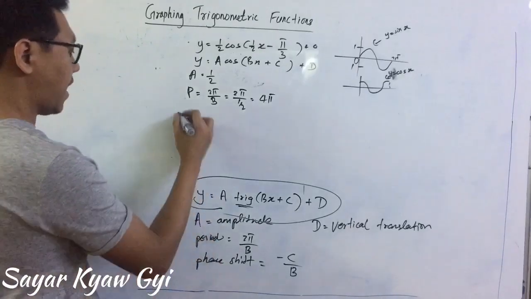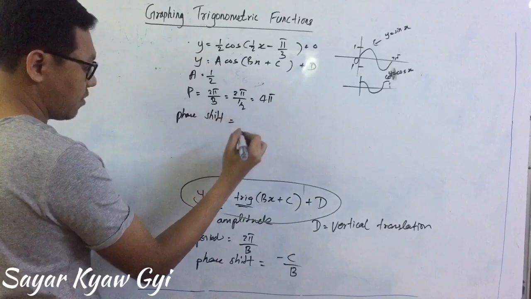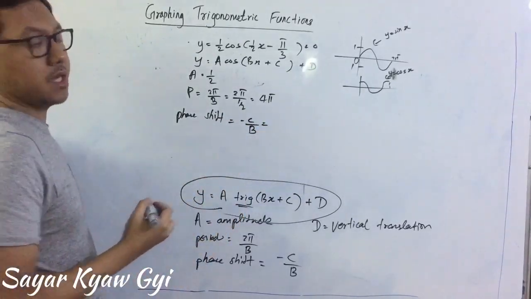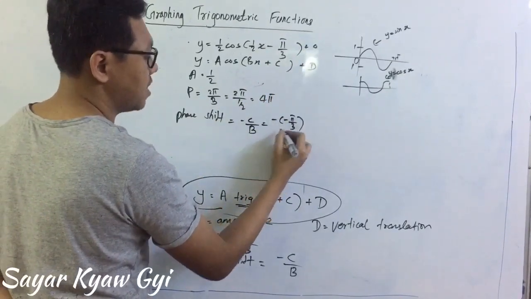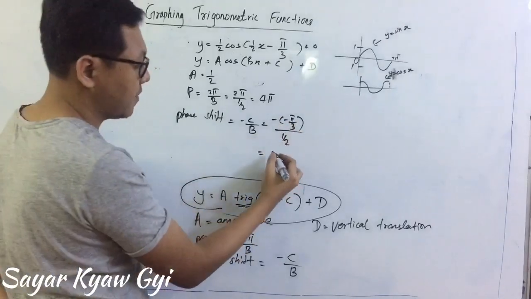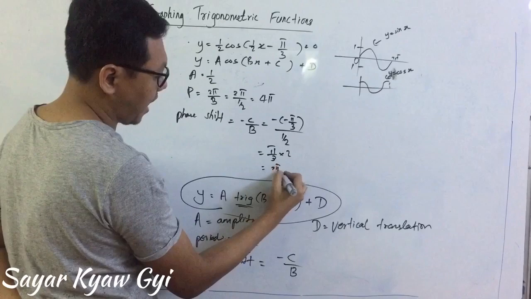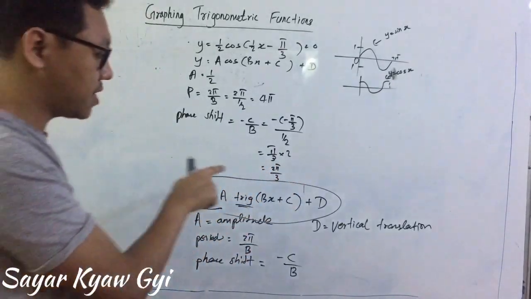And you have to find the phase shift. The phase shift would be negative c over b. So it would be negative c, so negative pi by 3 over b, which is 1 by 2, it will become positive. Pi by 3 times 2, it will be 2 pi over 3. So this is where you start drawing the function.